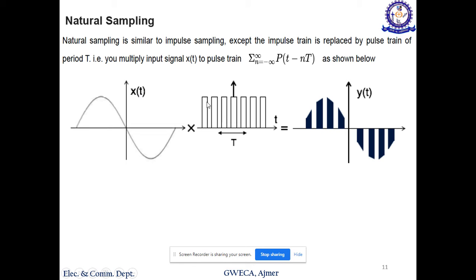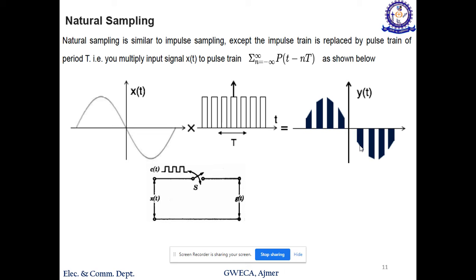The input is the same, but instead of using an impulse, in this case we are using a square wave pulse train. Okay. The output is taking the shape of the input. Please note this: the top of this square wave is taking the shape of the input waveform. Okay, this is natural sampling. Naturally, the top is taking the shape of the input waveform.